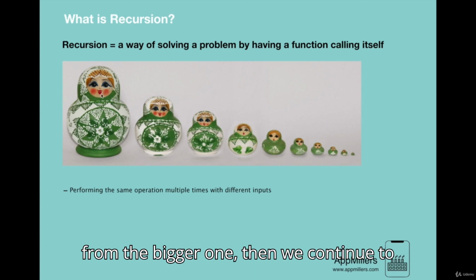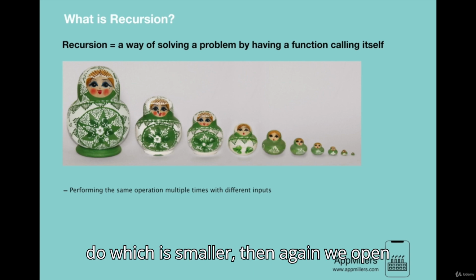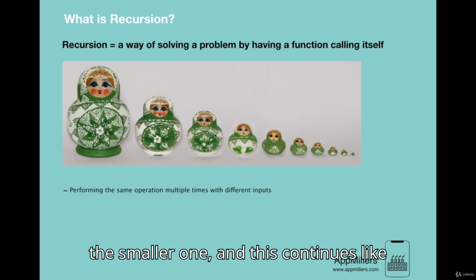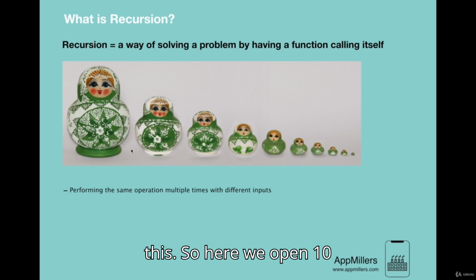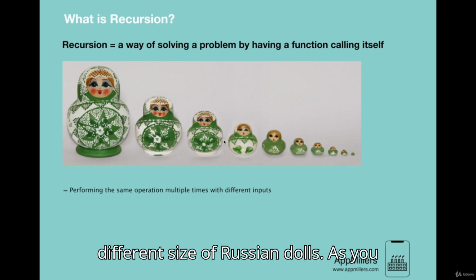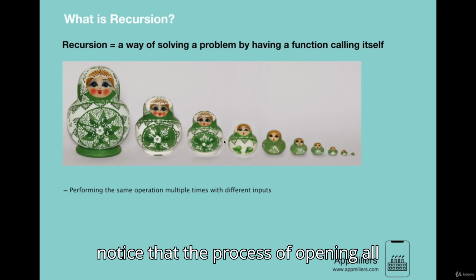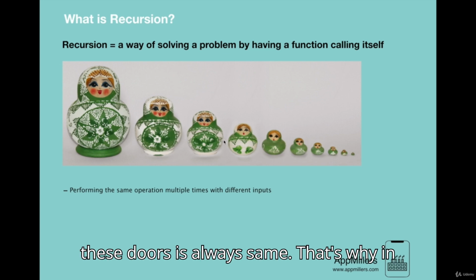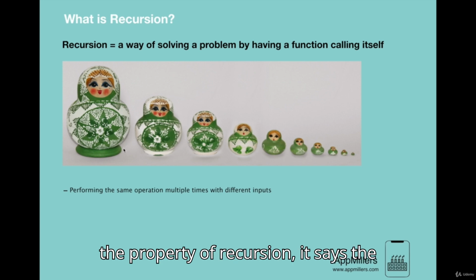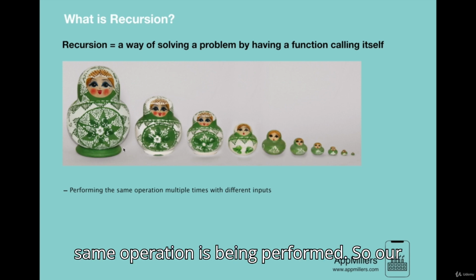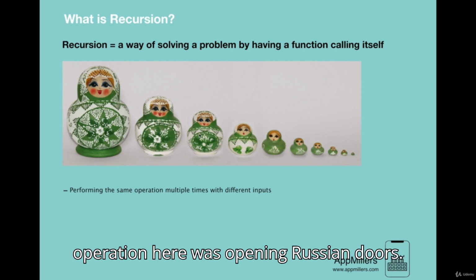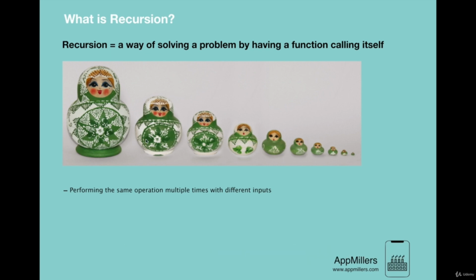First we start from the bigger one, then we continue to the one which is smaller, then again we open the smaller one, and this continues like this. Here we opened 10 different sizes of Russian dolls. As you notice, the process of opening all these dolls is always the same. That's why the property of recursion says the same operation is being performed. So our operation here was opening Russian dolls.